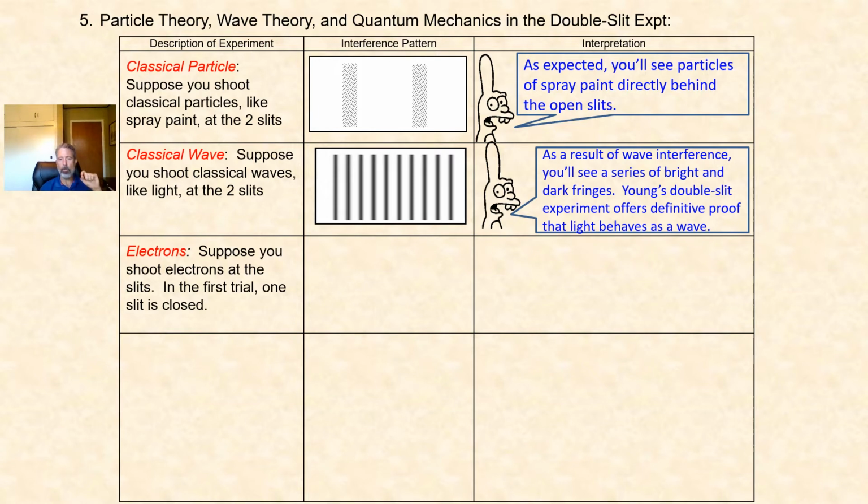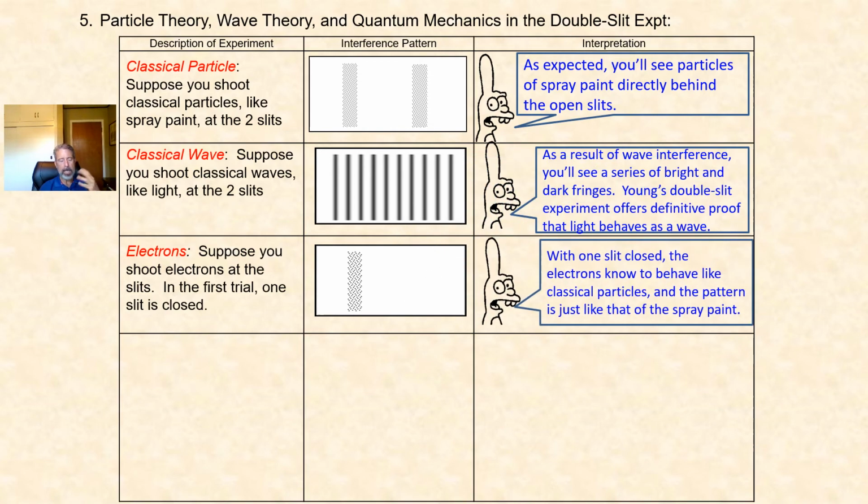So what happens when the right-hand slit is closed and you shoot electrons at these two slits? Well, what you're going to see here is exactly what you see in the case of the spray paint in the classical particle experiment we conducted above. You're going to see a pattern directly behind that open slit on the screen. And as Bongo's saying here, with one slit closed, the electrons behave like classical particles, and the pattern is just like that of the spray paint. So that may not surprise you.